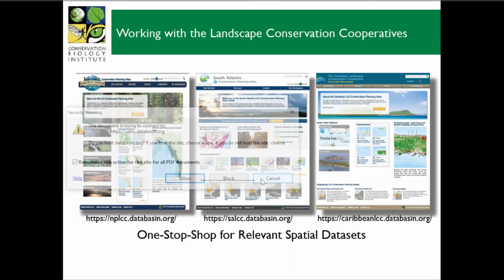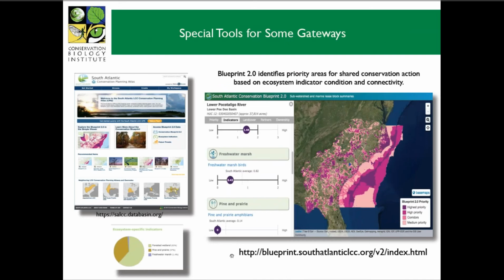So for some of the LCC gateways, such as the South Atlantic, we've been developing special tools by request. And so this, for example, is the Blueprint 2.0, which identifies priority areas for shared conservation action based on ecosystem indicator conditions and connectivity. And if you press on the tab for indicator, you will see different indicators for pine prairie, freshwater marsh, and a particular score for that particular ecosystem. And so this was something they requested. They gave us the data, and we put that on their particular website. Next slide, please.